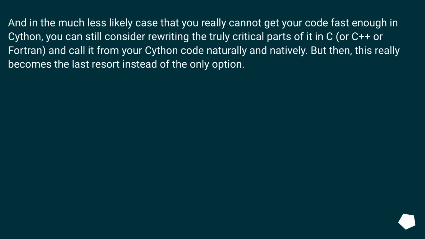And in the much less likely case that you really cannot get your code fast enough in Cython, you can still consider rewriting the truly critical parts of it in C, or C++ or Fortran, and call it from your Cython code naturally and natively. But then, this really becomes the last resort instead of the only option.